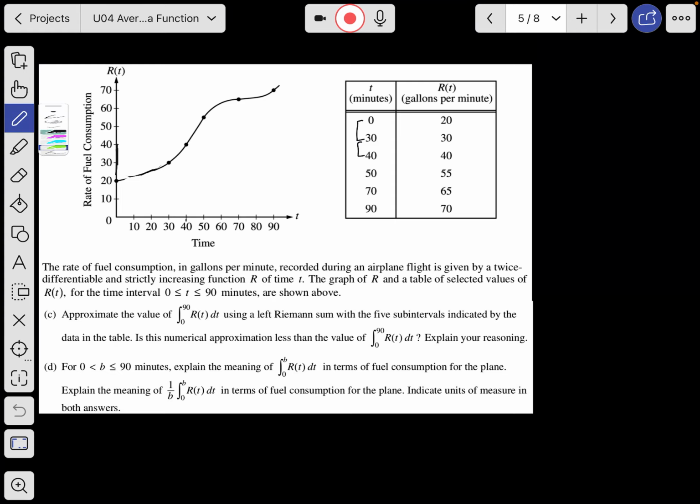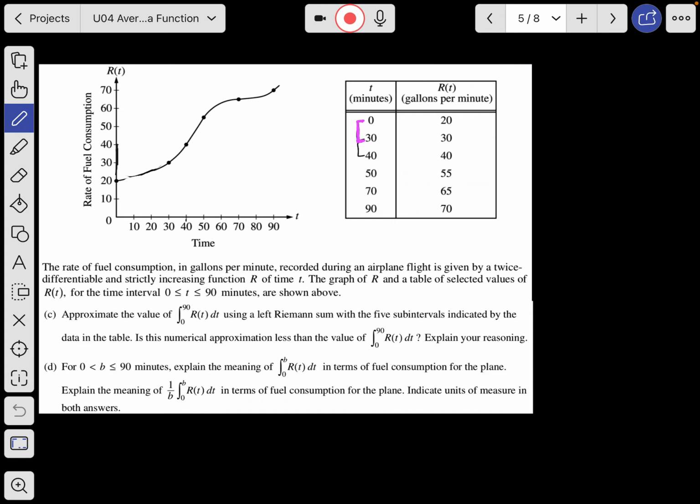All right, so here's an AP question, and it says the rate of fuel consumption in gallons per minute recorded during an airplane flight is given by a twice differentiable and strictly increasing function r of time t. The graph of r and a table of selected values r of t for the time interval between 0 and 90 are shown above. Approximate the value of the integral from 0 to 90 of r of t dt using a left Riemann sum with 5 subintervals as indicated on the table.